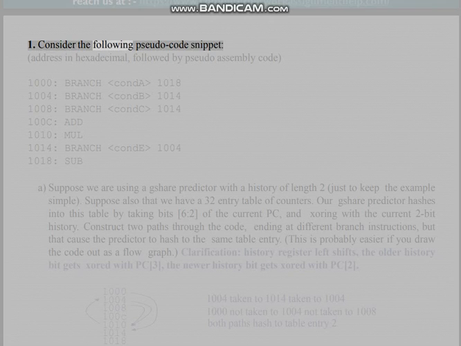1. Consider the following pseudocode snippet: address in hexadecimal, followed by pseudo-assembly code. 1000: Branch Cond A to 1018. 1004: Branch Cond B to 1014. 1008: Branch Cond C to 1014. 100C: ADD. 1010: MUL. 1014: Branch Cond D to 1004. 1018: SUB.